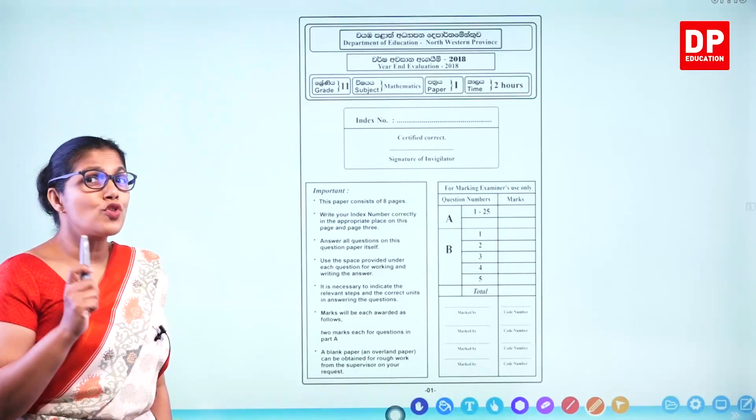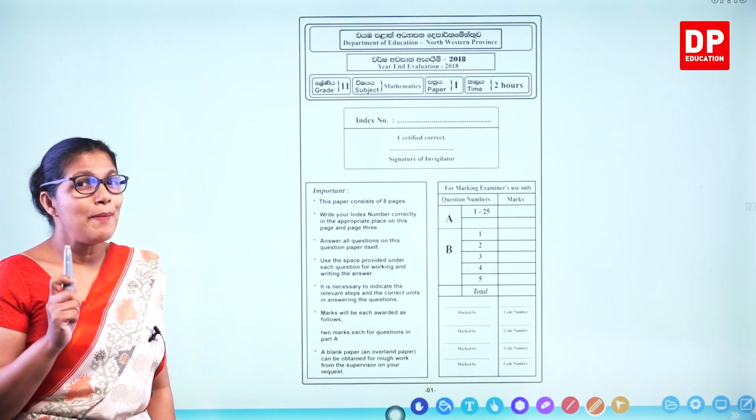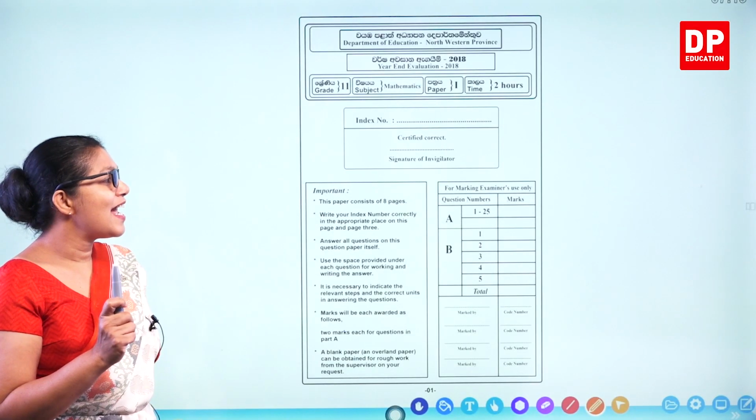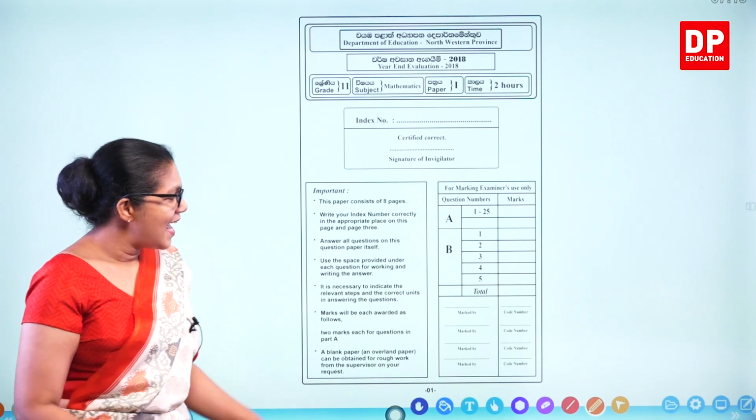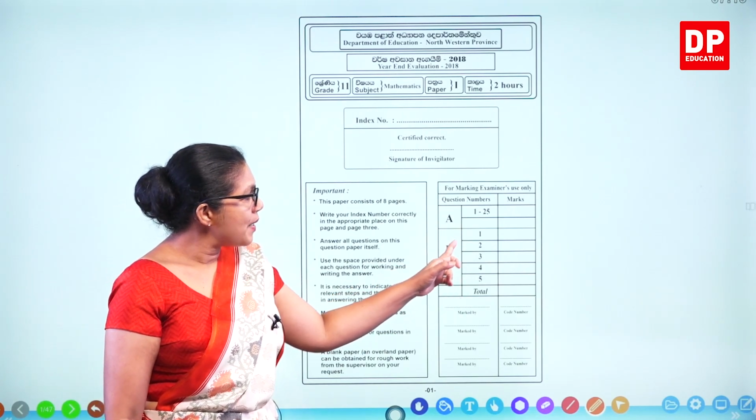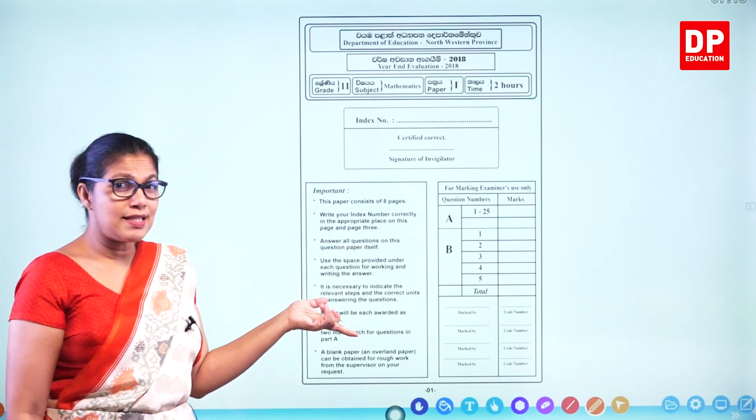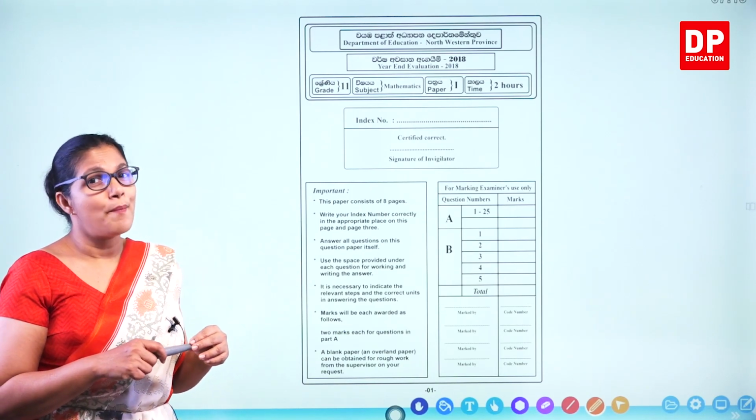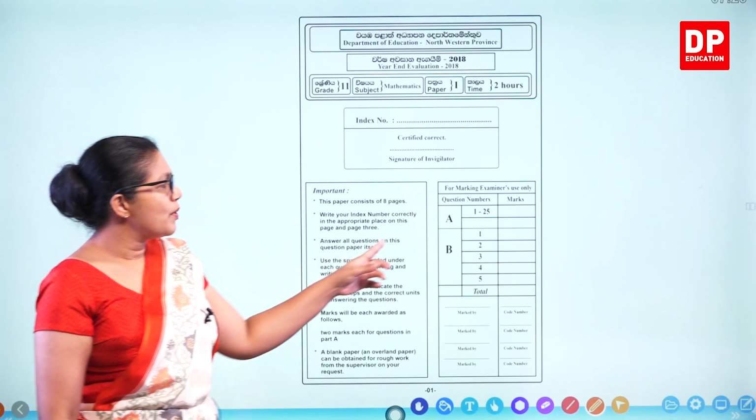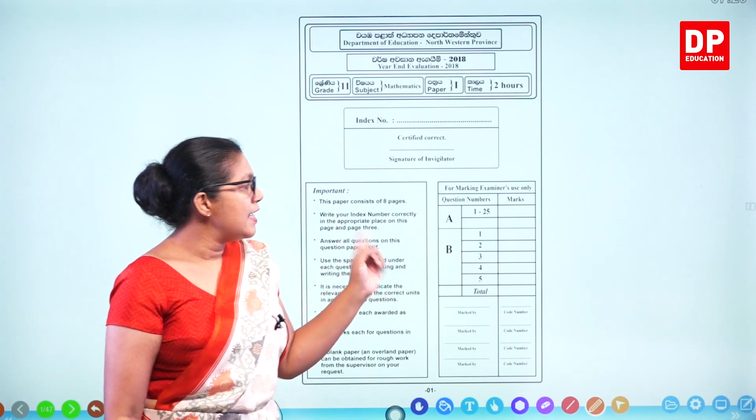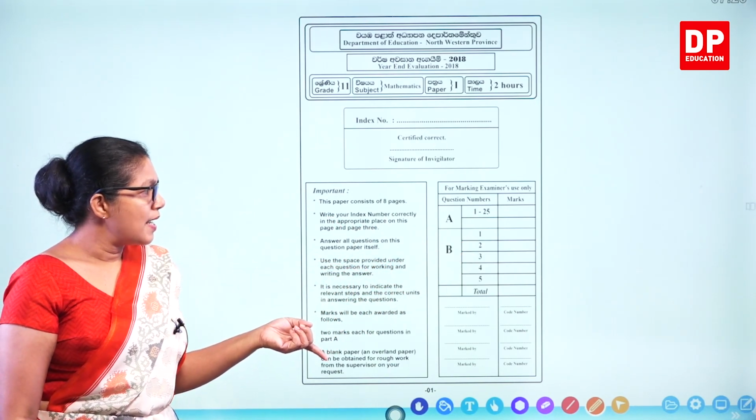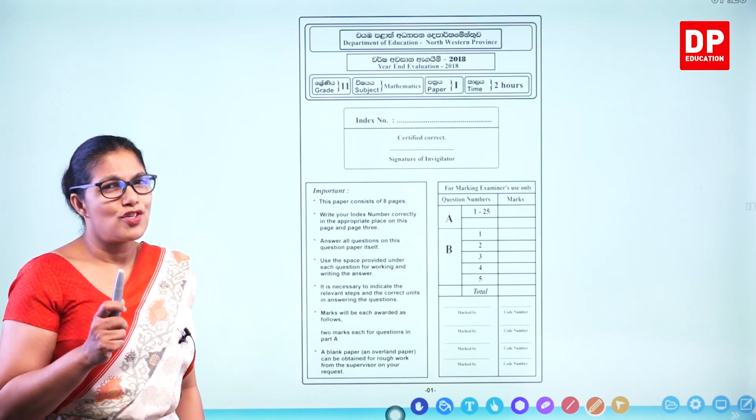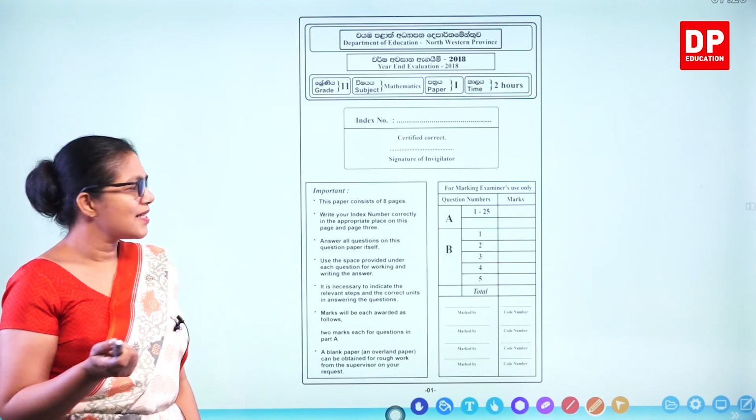So when it comes to one question, how many minutes can you spend? You can spend 2 minutes and 24 seconds. For part B, you get 5 questions, so for one question you can spend 12 minutes. Each question in part B is worth 10 marks, and in part A, one question is worth 2 marks.